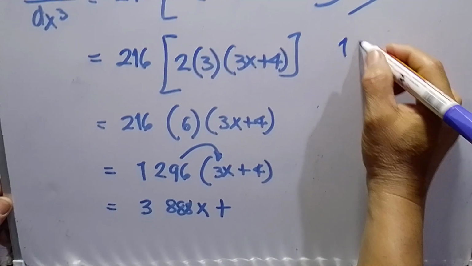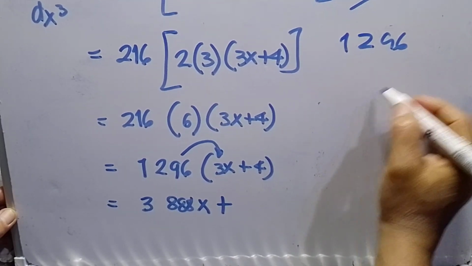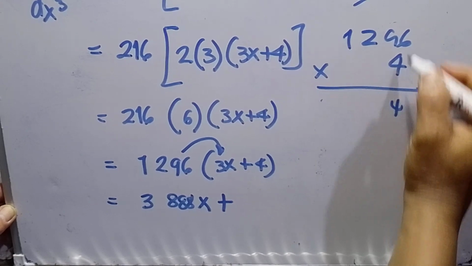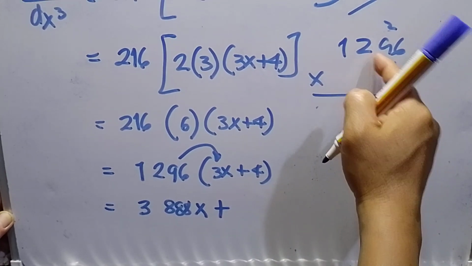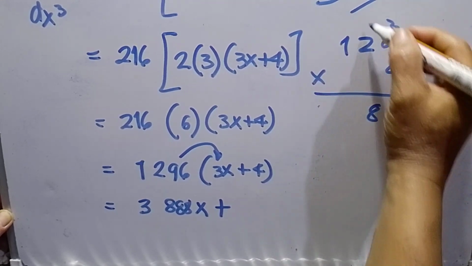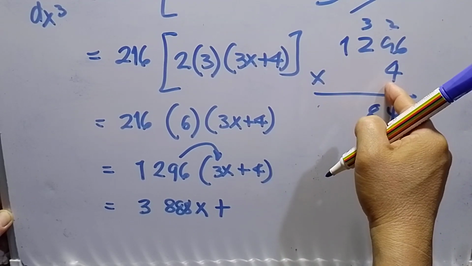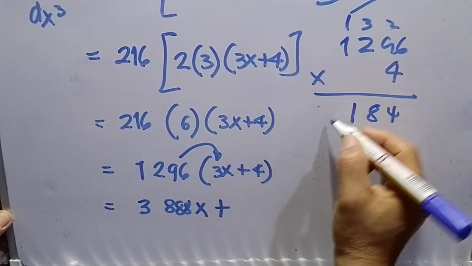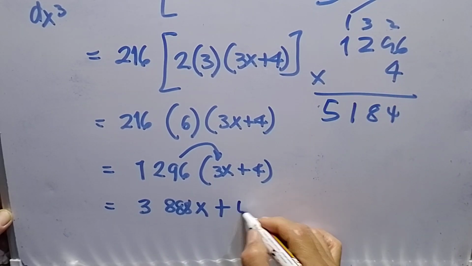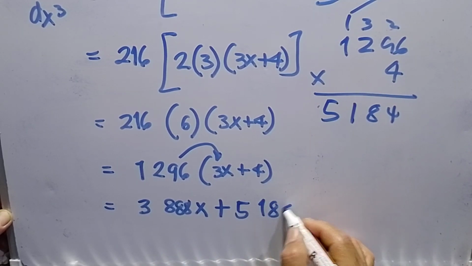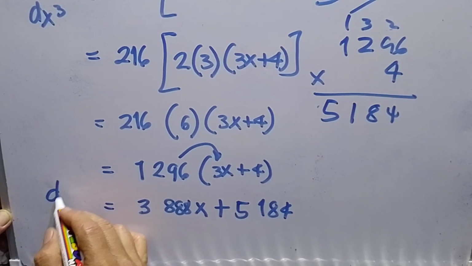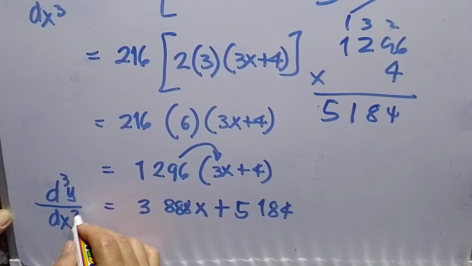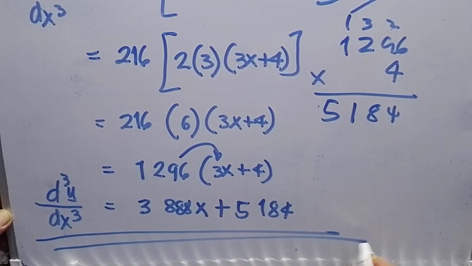Then plus, what is 1,296 times 4? So this will be 24, carry 2, 36, 38, carry 3, 8, 11, carry 1. 1 times 4 is 4 plus 1, 5. So I've got 5,184. So this is my third derivative. And this is my final answer. That's all.